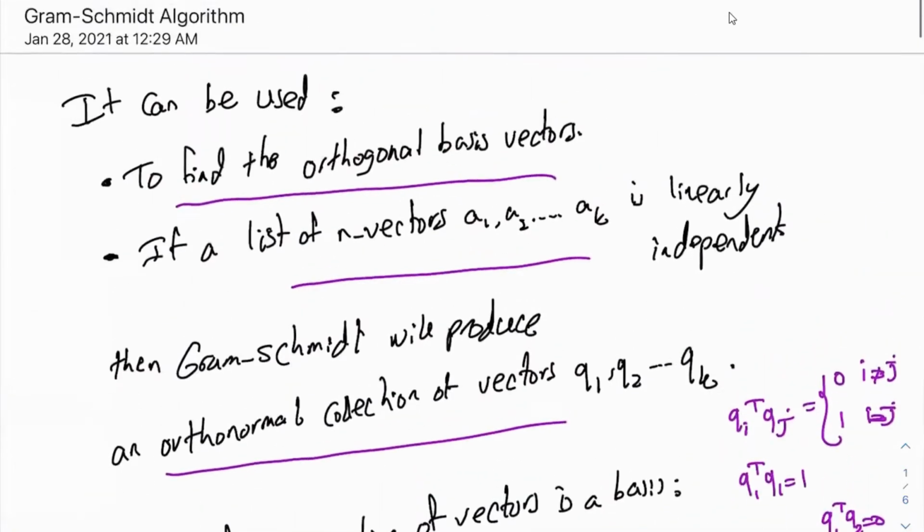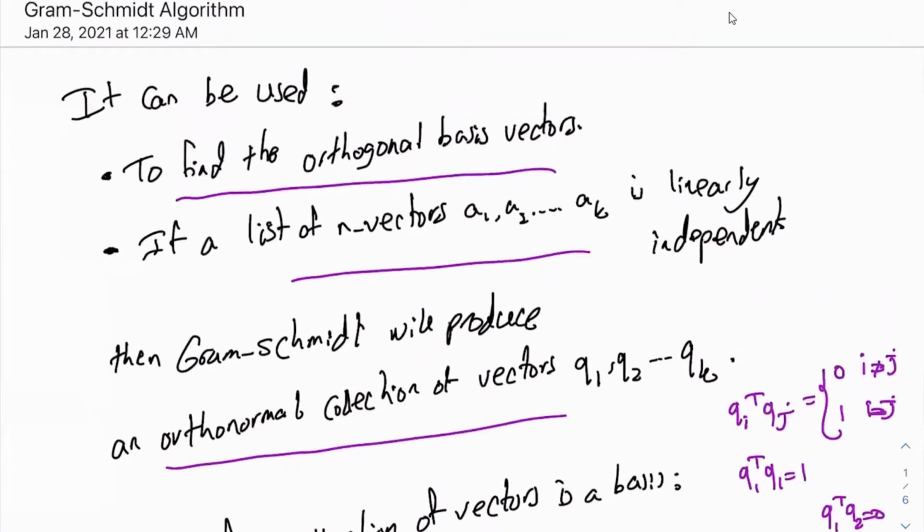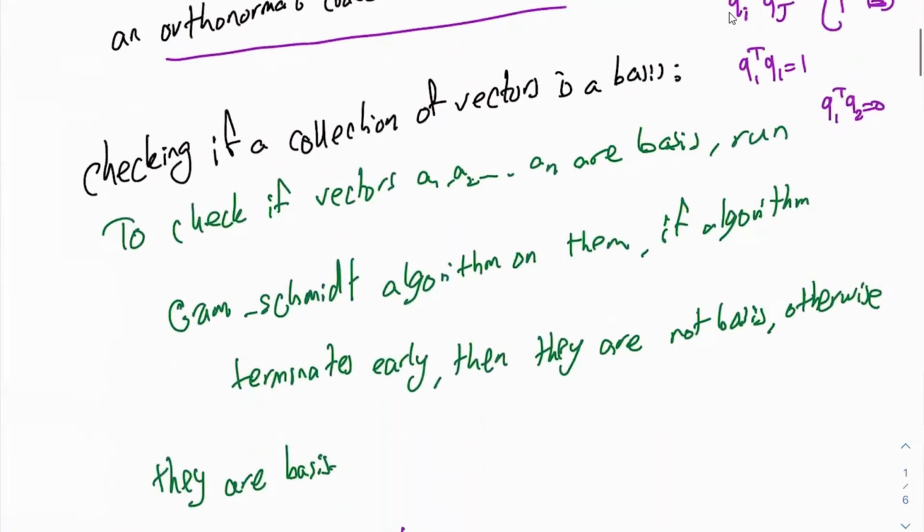But I also said that it can be used to find whether a set of k vectors is linearly independent or not. But how? The way this is done using Gram-Schmidt is that you input a set of n vectors, let's say a1, a2, an, to the Gram-Schmidt algorithm. If the algorithm terminates early, then you claim that these vectors are not independent. I will talk about what I mean by terminating early.